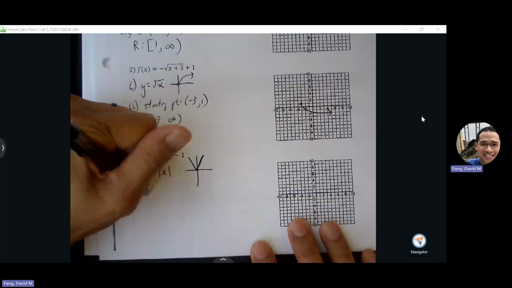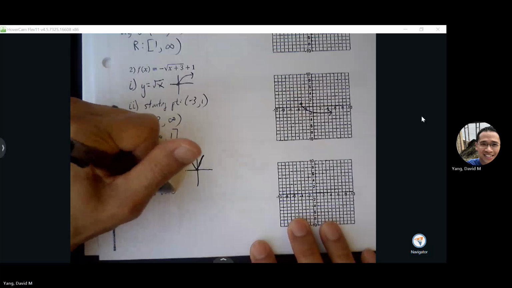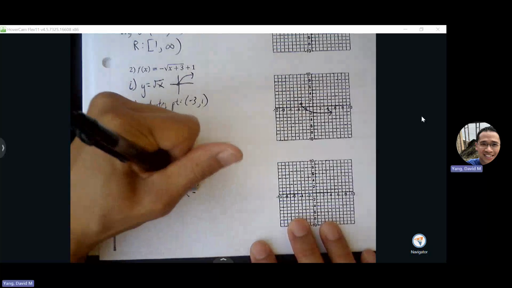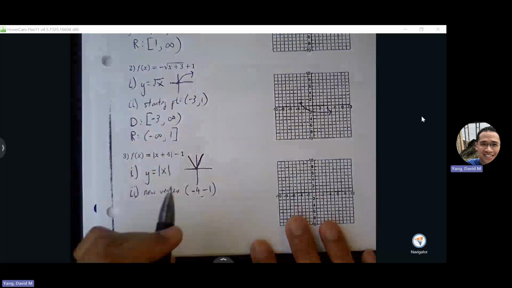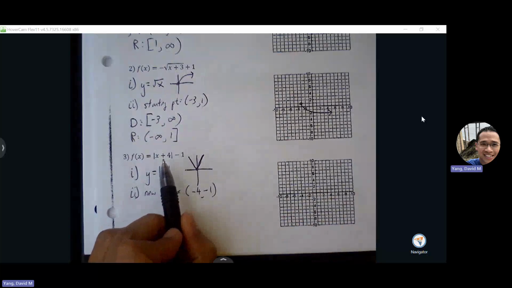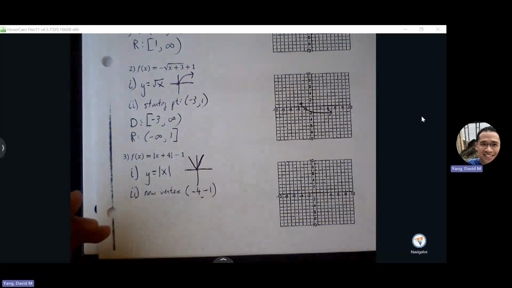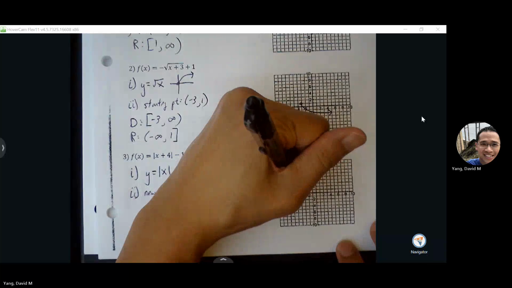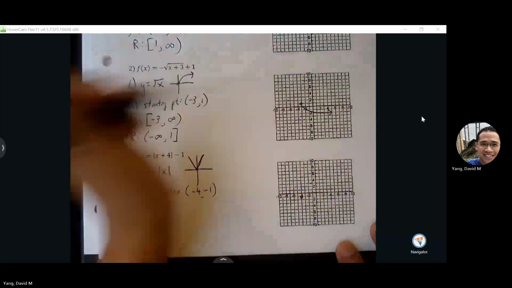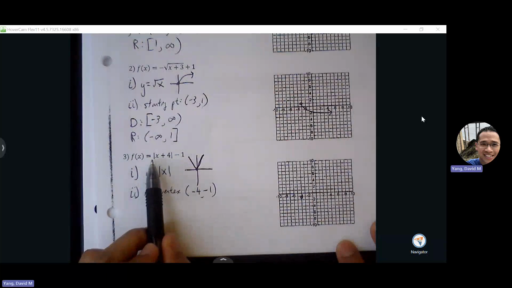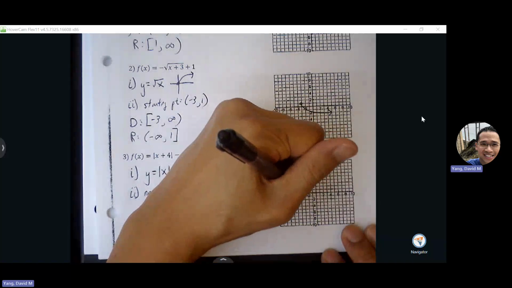So my new vertex is now going to be negative 4, negative 1. It was 0, 0, but I'm shifting my vertex left 4 and down 1. No stretch, no compression, no reflection. So it's just going to be up 1 over 1.